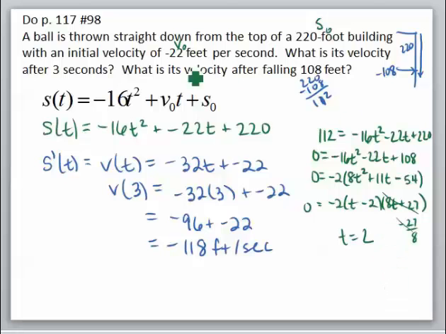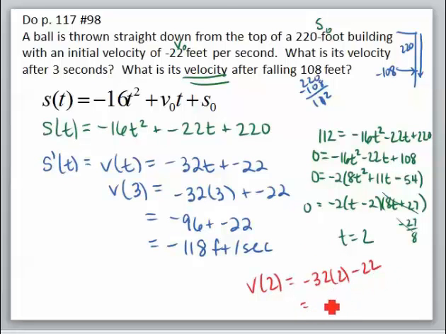So the last part is, since you're supposed to figure out the velocity of that, we need to find out what v of 2 is. V of 2 would then be negative 32 times 2 minus 22. So we end up getting negative 64 minus 22, and so our velocity would be negative 86 feet per second at this position, after falling 108 feet.